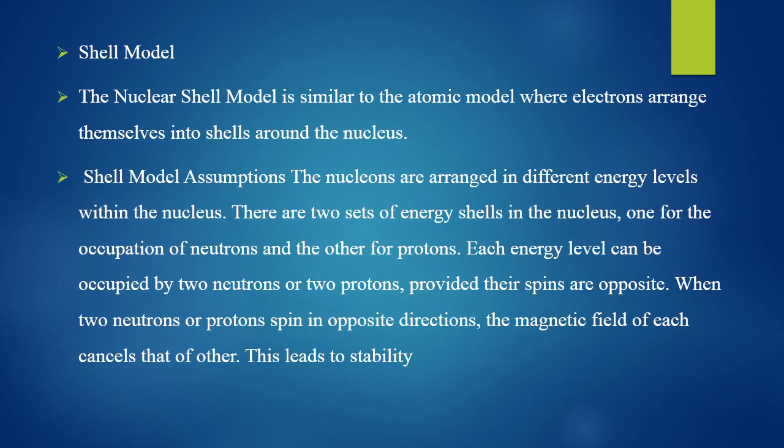There are two sets of energy shells in the nucleus, one for the occupation of neutrons and one for protons. Each energy level is occupied by two protons or two neutrons, provided the spins are opposite. One is parallel and one is anti-parallel, for both protons and neutrons. The spins are in opposite directions, so the magnetic fields of the two are opposite in direction and cancel each other out, and this is responsible for the stability of the nucleus as far as the shell model is concerned.